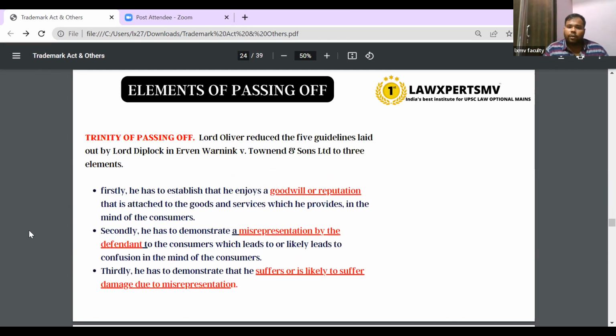Now we have to list out the conditions of passing off, which is part 2 of the question. What are the conditions of passing off?